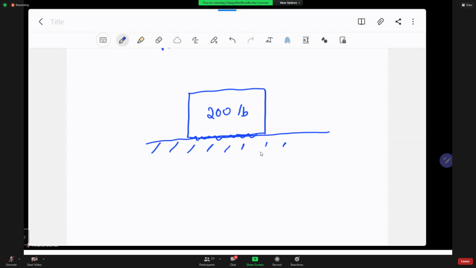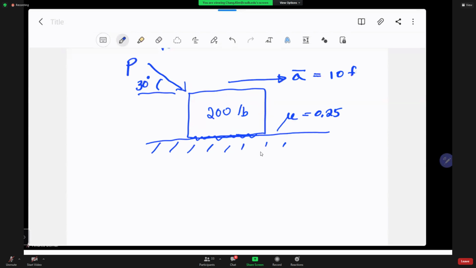So the problem here is that you are going to apply some load at about 30 degrees, and the friction coefficient between these two surfaces is 0.25. I want this to accelerate to the right at about 10 feet per second squared, and I want to find out how much force I need to push it.